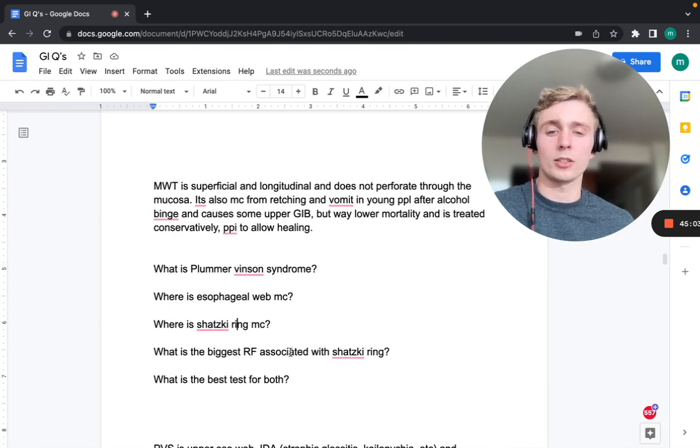What is the biggest risk factor associated with the Schatzki ring? And what is the best test for both of these conditions? So again, Plummer-Vinson syndrome, what is that? It's a triad. Where is the esophageal web? Where is the Schatzki ring? What's the biggest risk factor with the Schatzki ring? One that we should know. And what is the test for both?